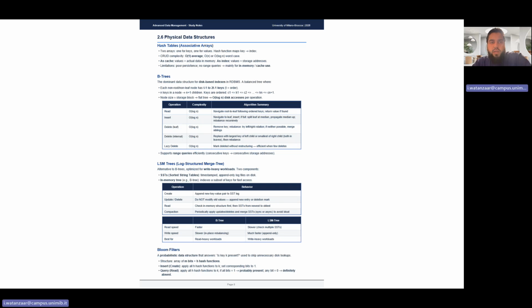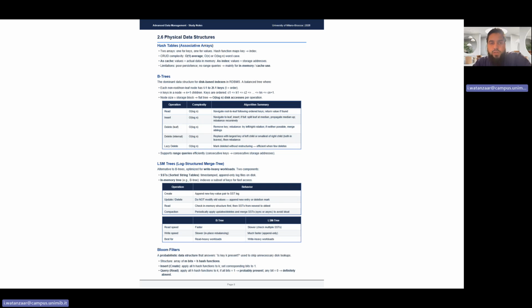Now we are introducing the third data structure, the LSM tree. An LSM tree is a log-structured merge tree, an alternative to B trees. B trees are good for read-heavy workloads, while the LSM tree is more optimized for write-heavy workloads. It has two components. SSTs are sorted string tables: time-stamped, append-only log files on disk. When we write something, we only append to the log files.